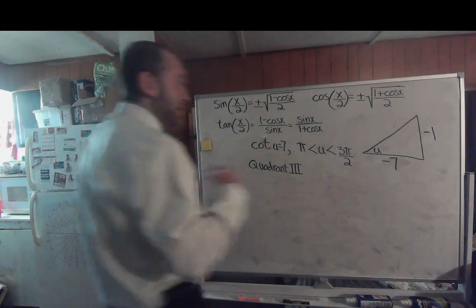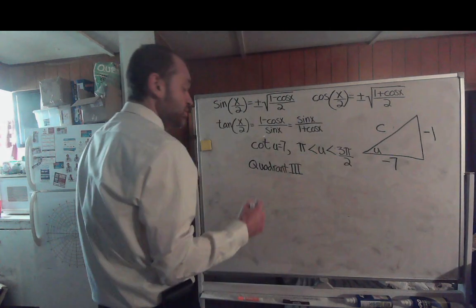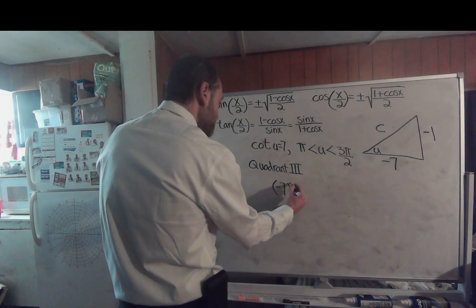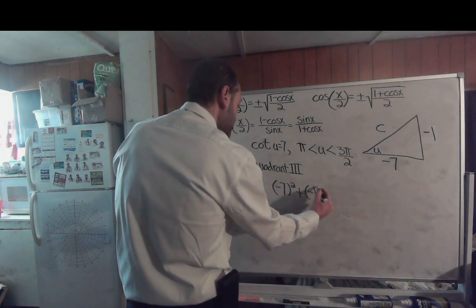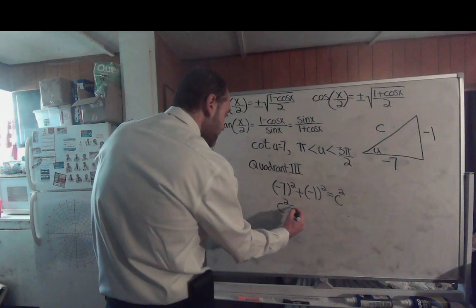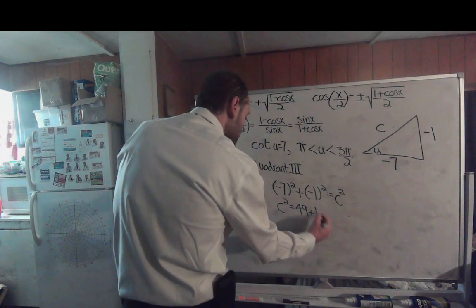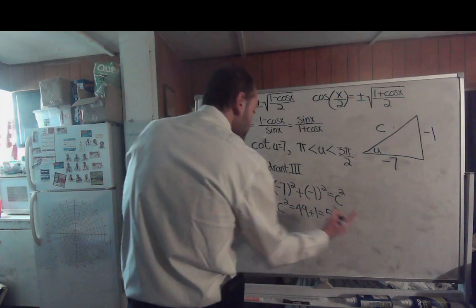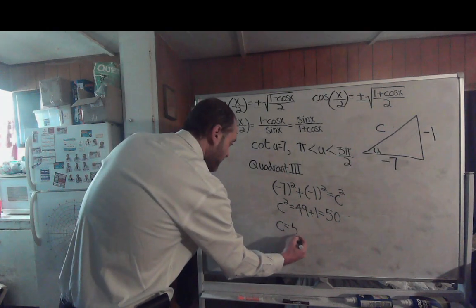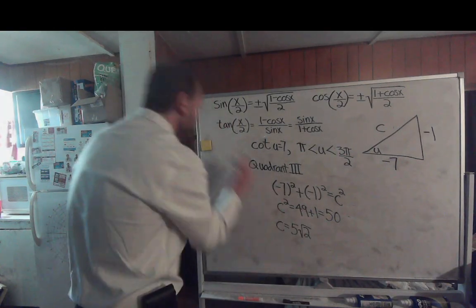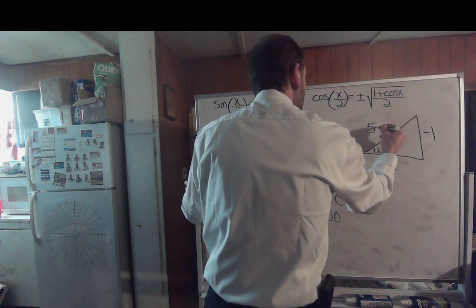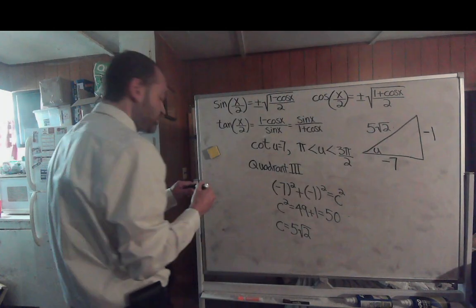So let's find the hypotenuse here. We don't know the hypotenuse, so let's use the Pythagorean theorem to solve for it. That'd be negative 7 squared plus the quantity of negative 1 squared equals c squared, which would mean that c squared equals 49 plus 1, which would equal 50. Well, the hypotenuse is always positive, so c would equal 5 times the square root of 2. So now we've at least found the length of the hypotenuse to be 5 times the square root of 2. Okay.